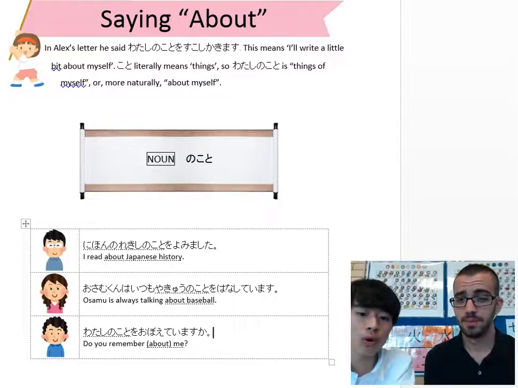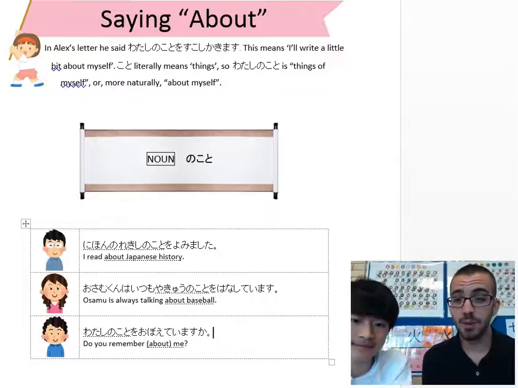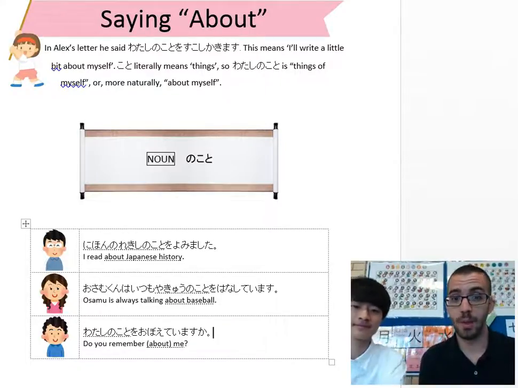And lastly, do you remember me or do you remember about me? 私のことを覚えていますか？ So this is the way you express do you remember someone or something. It's actually do you remember about them or about it.